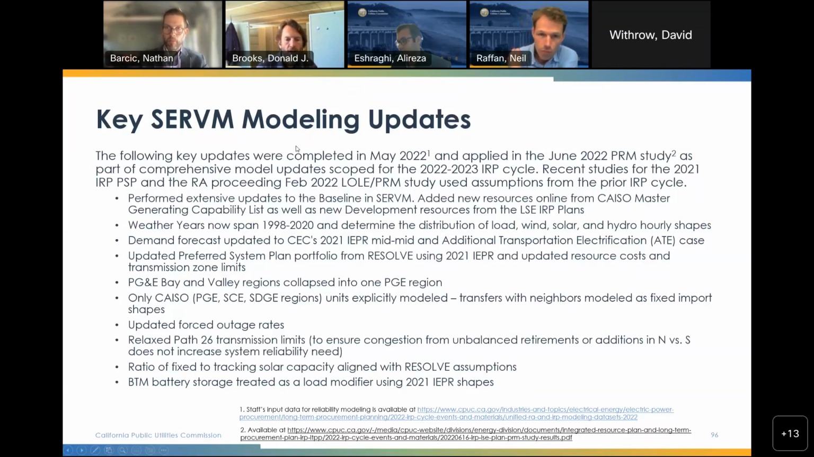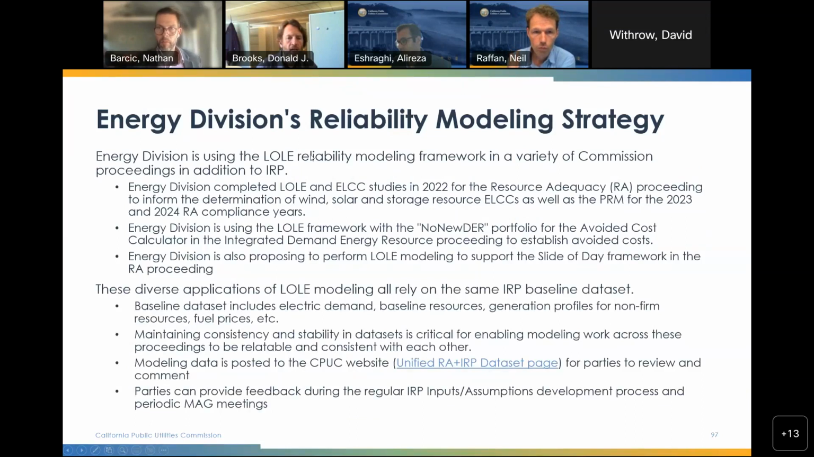Thanks, all. And all the inputs, of course, are at that link there at the bottom, which is also linked right here. Energy Division is using loss of load modeling in a variety of commission proceedings. In addition to the IRP, I put a couple of notes here about loss of load and ELCC studies in 2022, which we did earlier this year for the R8 proceeding. We're also using a loss of load framework earlier this year for the avoided cost calculator in the integrated demand energy resource proceeding to establish the avoided cost calculator inputs.